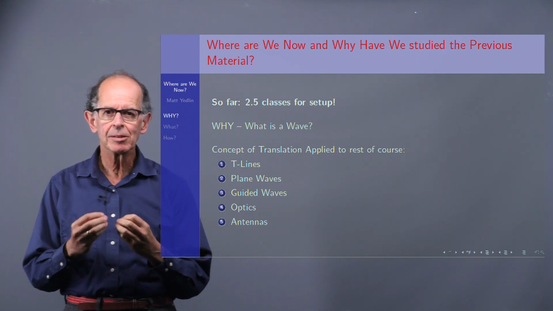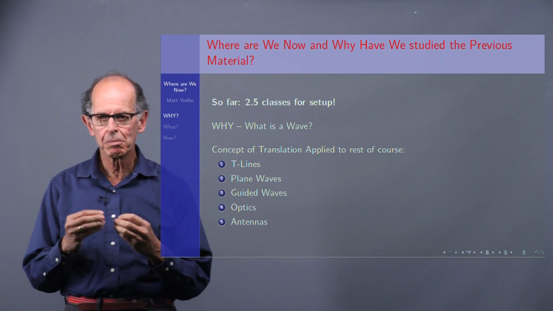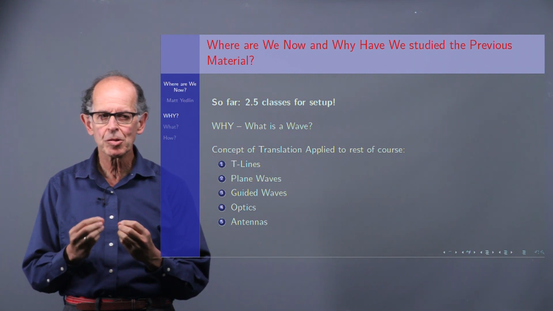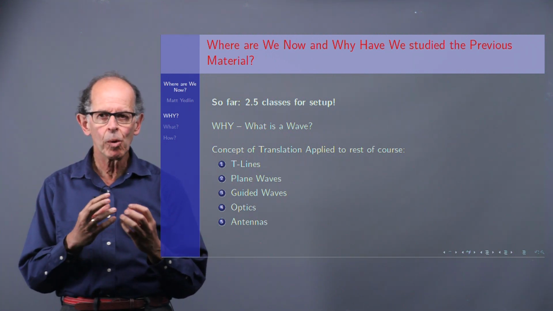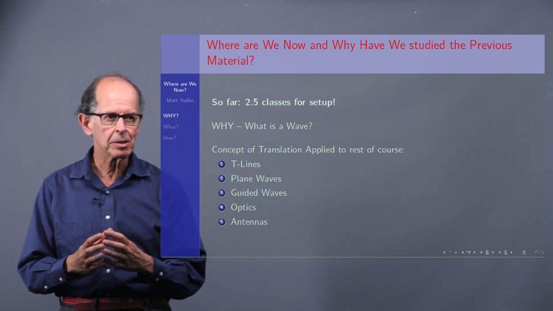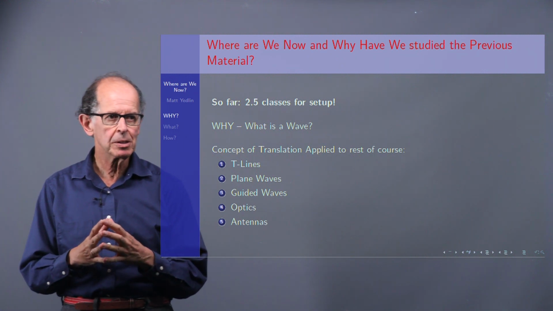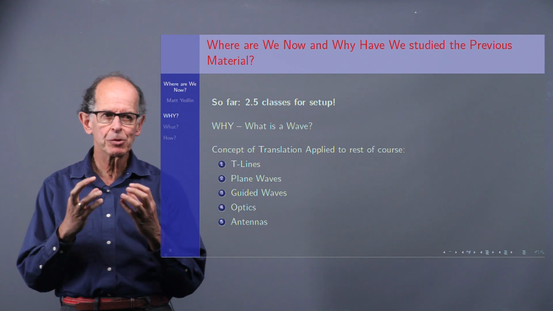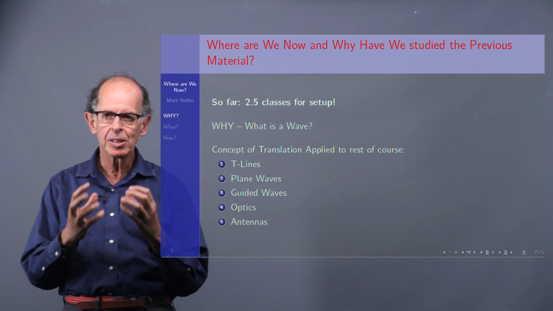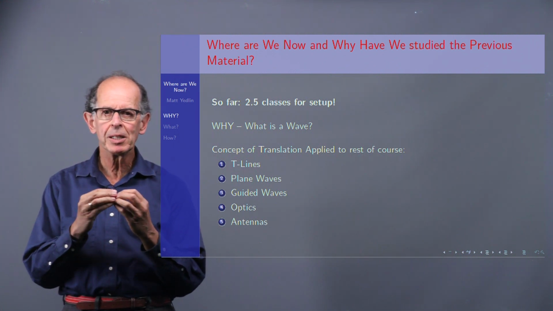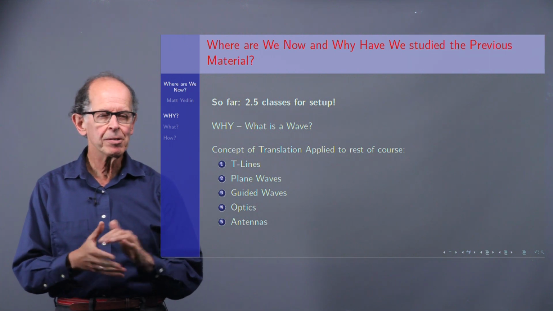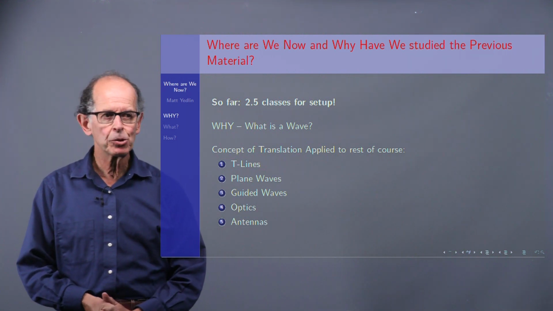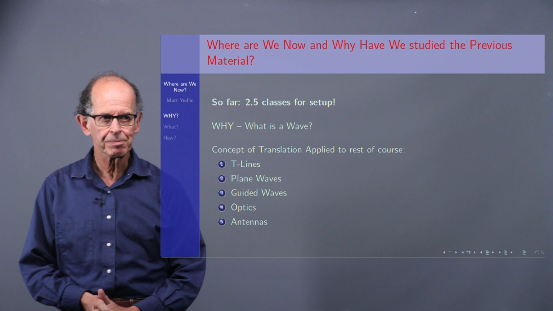And why did we study this? Well, because it's waves, we wanted to study what a wave is and why it is important. It's important because when we have the basic idea of translation and take it forward, we can apply it to all the different wave objects that you see listed.